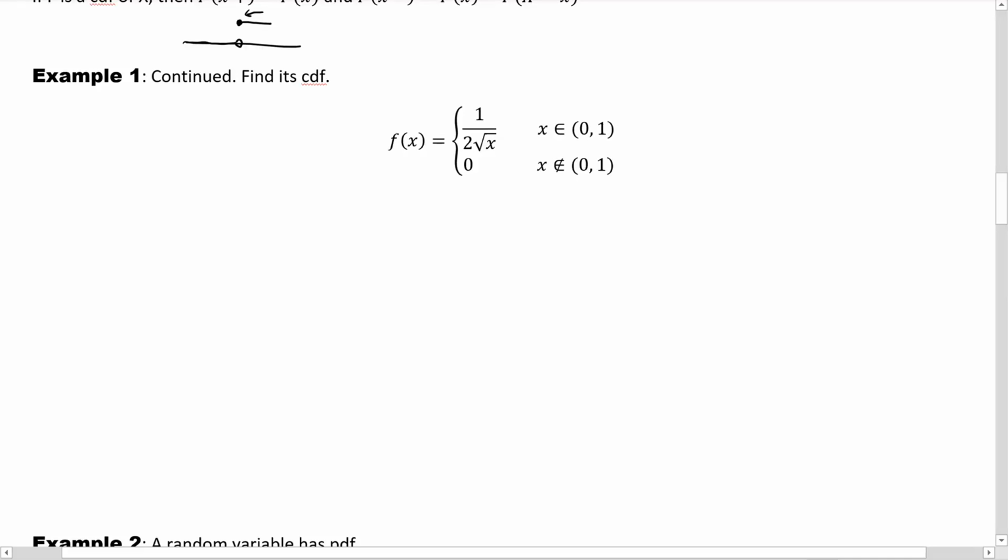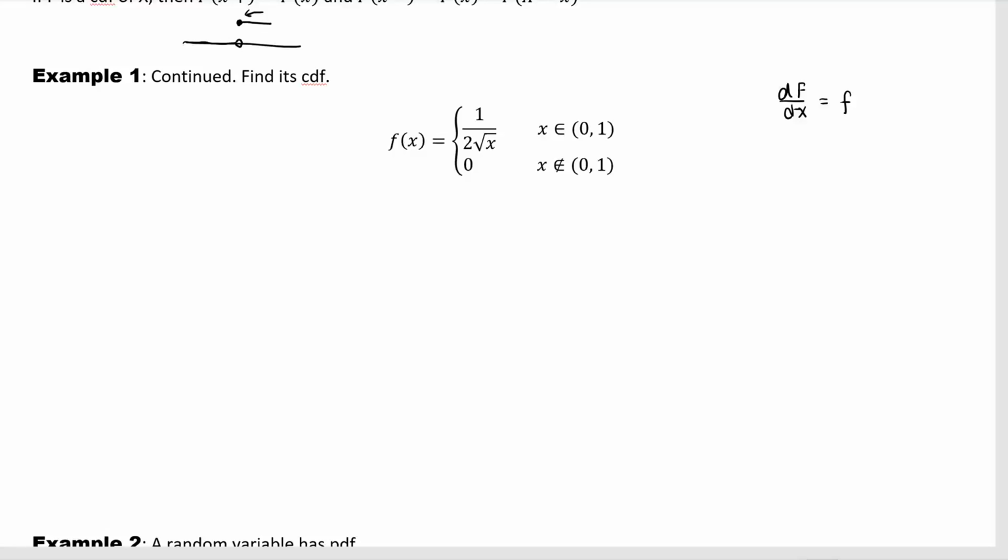Alright. Let's continue with example 1. Find a CDF. So given a PDF, how do we find the CDF? Integrate it. Know that the derivative of the CDF is the PDF. So the integral of the PDF is the CDF. If the problem gives you the CDF, then you differentiate it to find the PDF. If the problem gives you the PDF, you integrate it and then you can find the CDF.